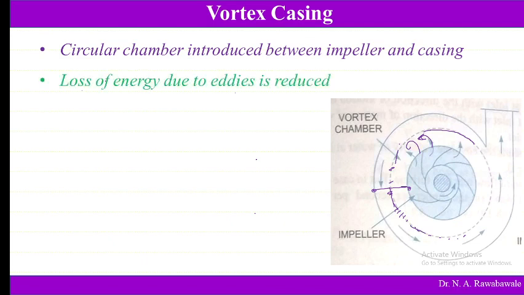So loss of energy due to eddies is reduced because of this circular chamber, and the efficiency of the pump is improved. As the loss is reduced, definitely the output is going to increase, and therefore the efficiency is going to enhance. Now casing with guide blades.